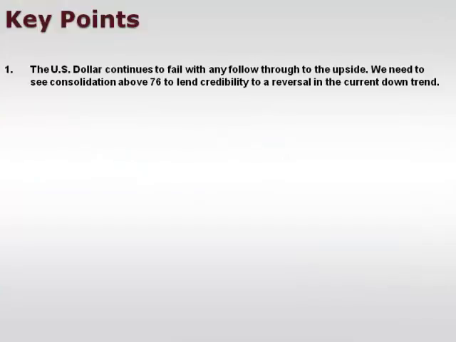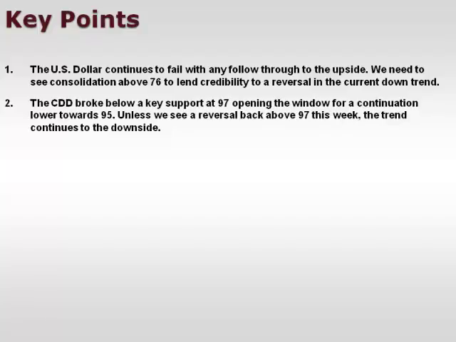Let's take a look at a few of our key points. First of all, the U.S. dollar continues to fail with any follow-through to the upside. We need to see consolidation above 76 to lend credibility to a reversal in the current downtrend. The CDD broke below a key support at 97, opening the window for a continuation lower towards 95. Unless we see a reversal back above 97 this week, the trend continues to the downside.